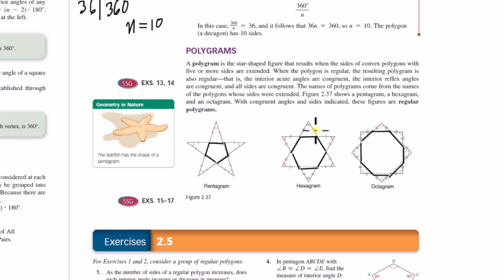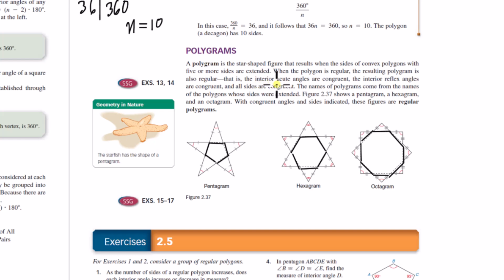But the idea is you could do this with any polygon, right? It doesn't have to be regular, but it has to be convex, though. You can do this with any polygon as long as it's convex and has 5 or more sides. And you just extend the sides until they meet. And you get this star-shaped figure because the ends meet at these points, right?